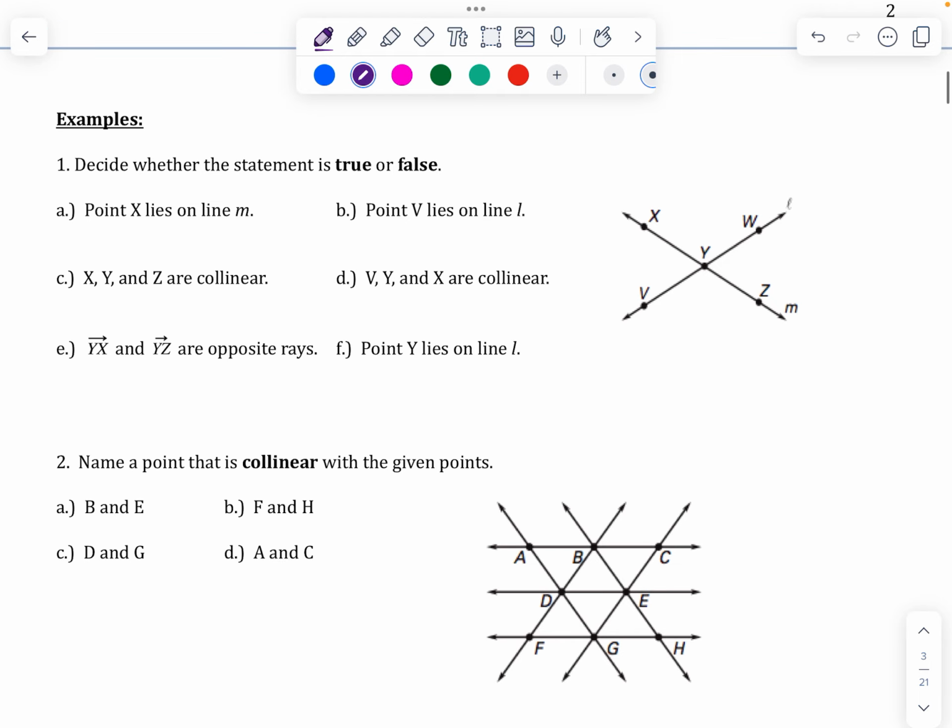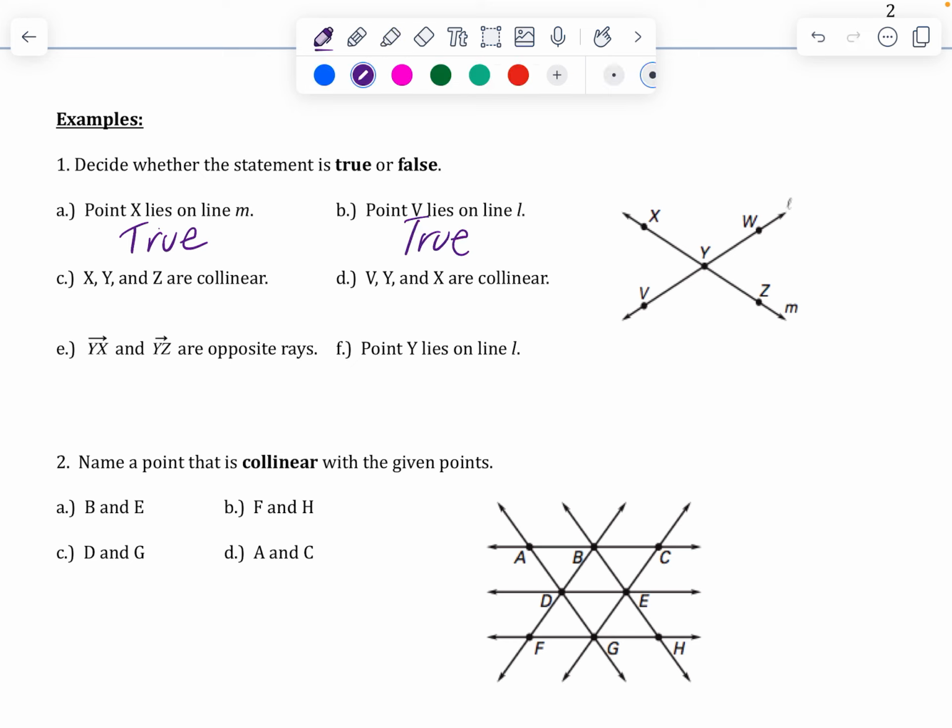Okay, let's look at this diagram, and these true-false questions will help us identify some of the vocab we just looked at. So point X lies on line M. So we're looking over here. Line M is this line right here because it has this little M right here. And point X is, in fact, on line M right there. So we would say true. Point V lies on line L. Well, line L is this one, and point V is on line L right here. So we would say true.